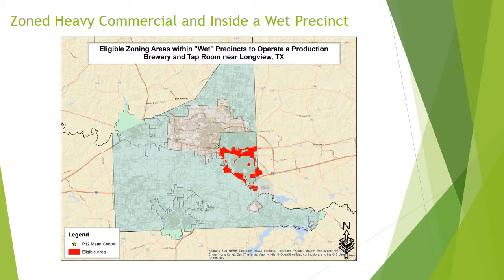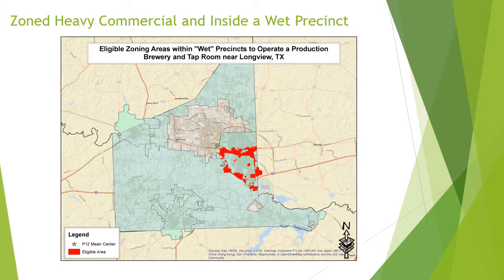So the city of Longview said that a production brewery with a tap room that had less than 51% of its sales in food had to be zoned in a heavy commercial area. It also needed to be inside of a wet precinct. So the areas in dark red are the eligible areas that you could even consider building a production brewery with tap room inside the city limits of Longview.